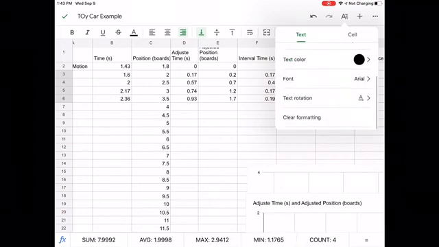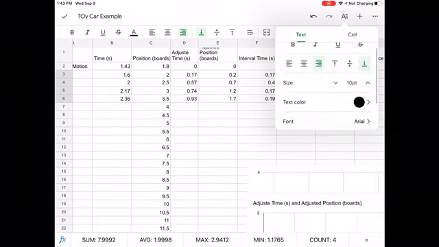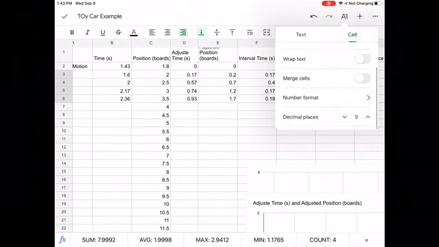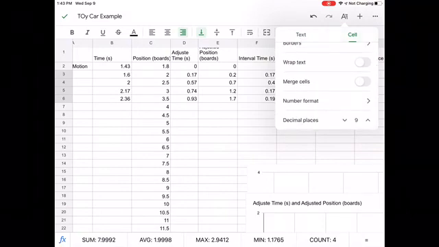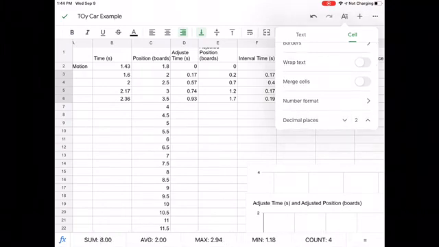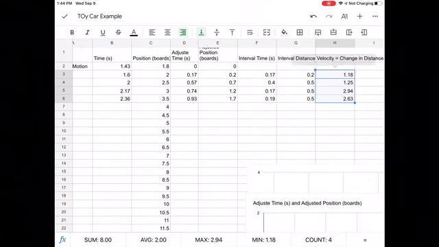That's just giving us size. Let's see, cell, number format, decimal places. So let's just turn this down to 2 decimals. And now these numbers are a lot easier to read. Those numbers that were shown are still there. We just told it to round to the second decimal place to display our data.